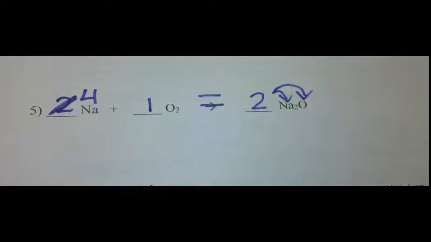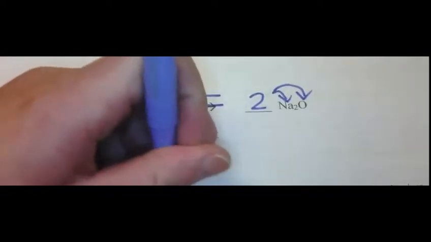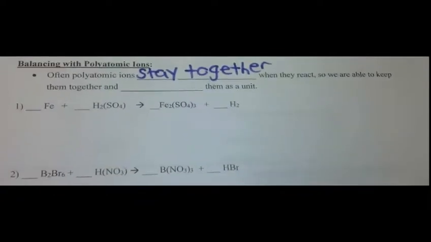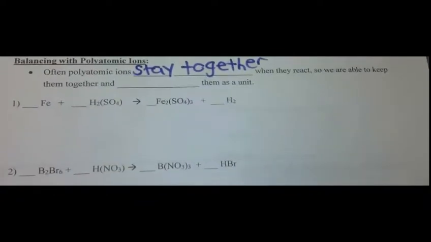So, often polyatomic ions stay together. They stay together when they react. So we're able to keep them together and balance them as a unit.